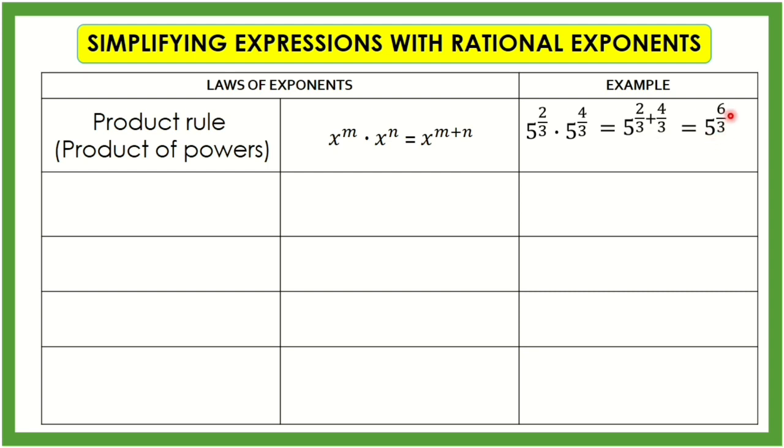So 6 over 3 pwede pa nating isimplify. 6 divided by 3 is 2. So we have 5 squared. This is equal to 25. Ang 5 squared, ang meaning niya ay 5 times 5, which is 25.